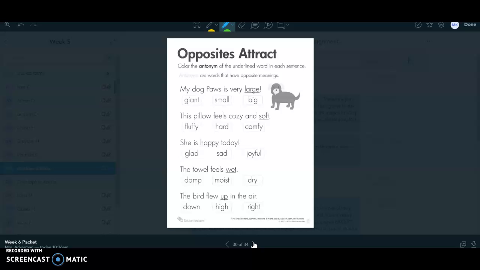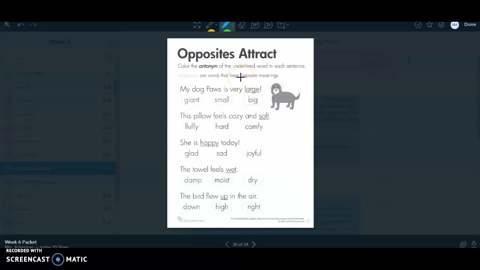Then for grammar, antonyms, remember opposites attract. Antonyms are words that mean the opposite of each other, okay? It says color the antonym of the underlined word in each sentence, okay? So my dog Paws is very large. The dog's name is Paws, okay?